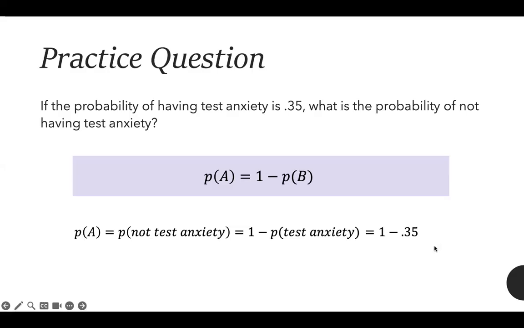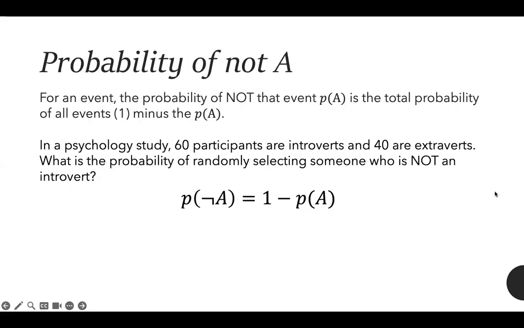So the probability of not having test anxiety is the rest of 1, right? It's the remaining probability, so that would be 0.65. Another way to think about this, and one of the other notations that you have in the beginning of your PowerPoint, is the probability of not getting A. So this notation here, you can see, is not. The probability of not A is equal to 1 minus the probability of A. It's very similar to that complement. It's just a different way of thinking about that complement rule.